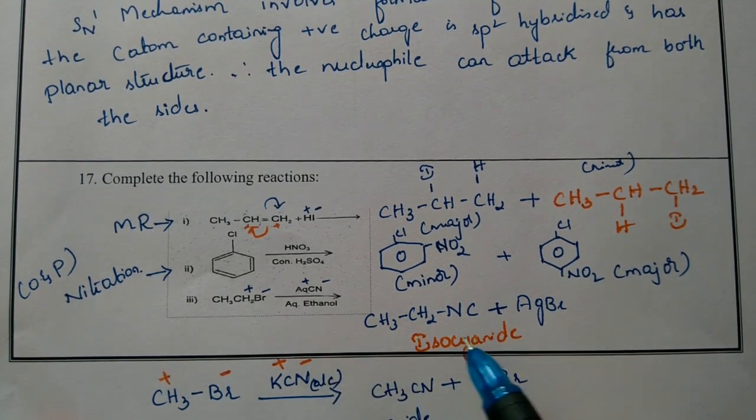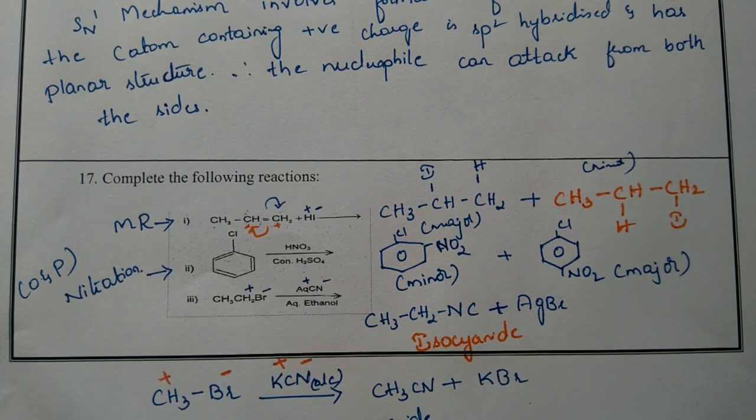So if it is AgCN, then it is isocyanide. So same kind of reactions they are. So you need to remember. AgCN forms isocyanide. KCN, alcoholic KCN, forms cyanides.